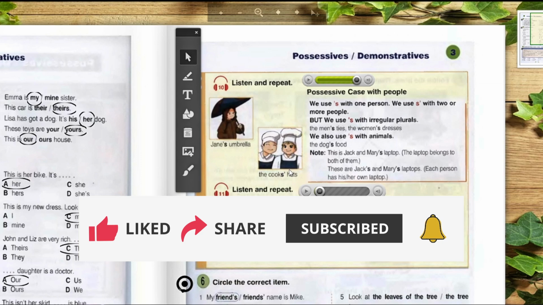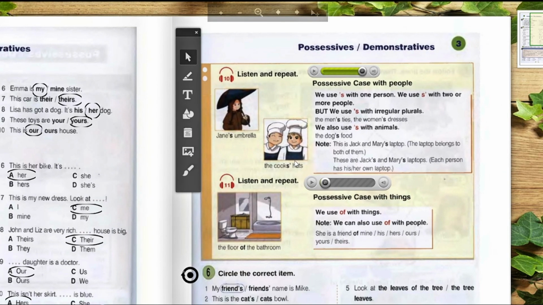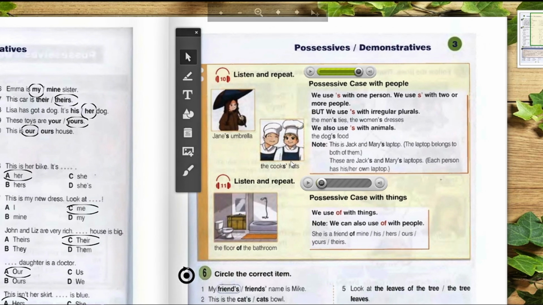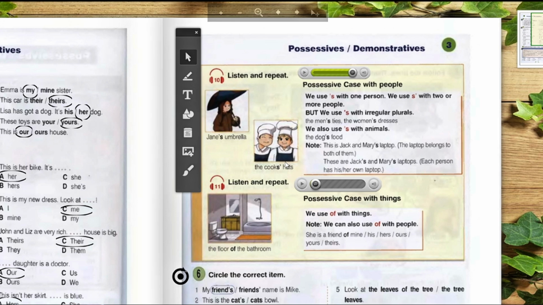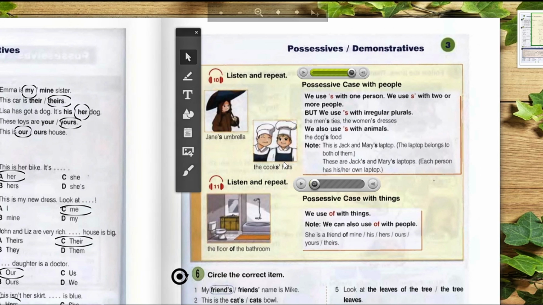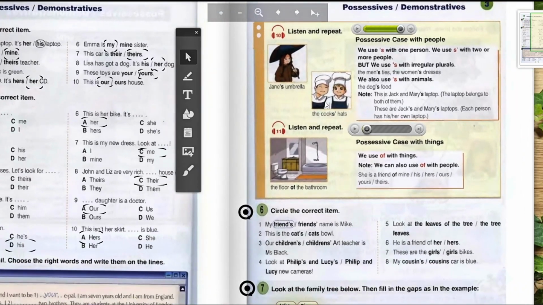For example, the dog's food. We also see Jane's umbrella, the cook's hats. Note this is Jack and Mary's laptop, so the laptop belongs to both of them. But Jack's and Mary's laptops means each person has his or her own laptop. Okay.